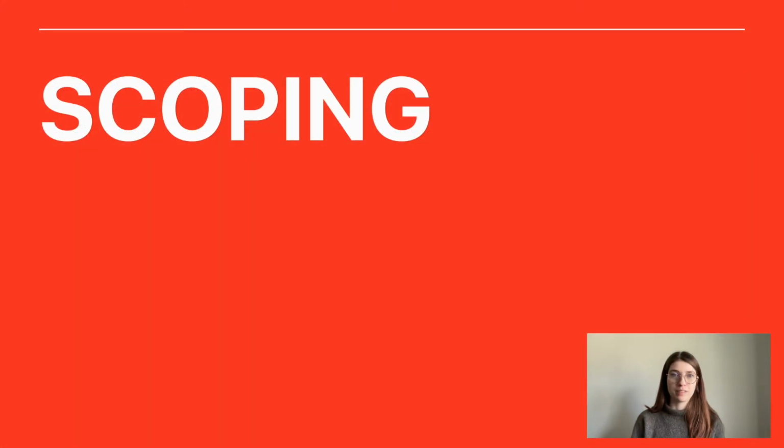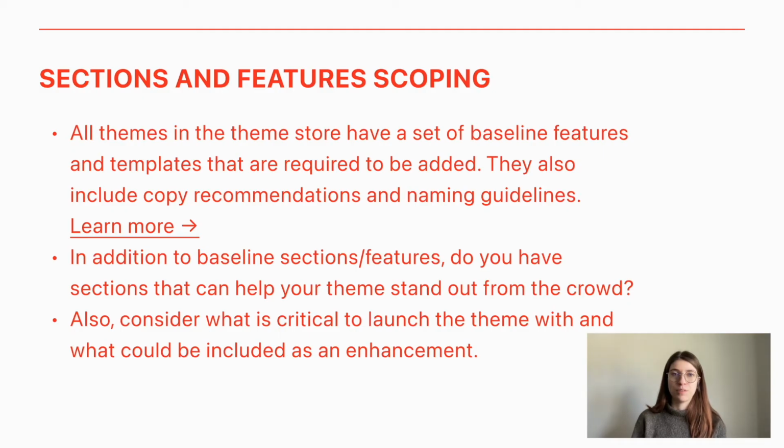Next, we have scoping. In this stage, you're going to want to continue to build out your feature list. Here we've added a link to Shopify's baseline feature and template guidelines for you to use as a reference, as well as it includes some naming and copy recommendations. As you decide on what will be added to your theme, it's helpful to compare your offering to what currently exists in the theme store. How do you think your theme will stand out compared to other themes?